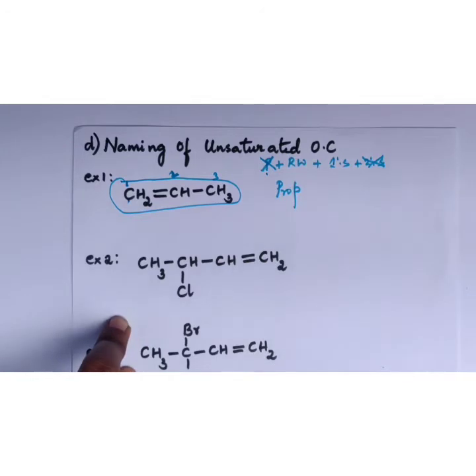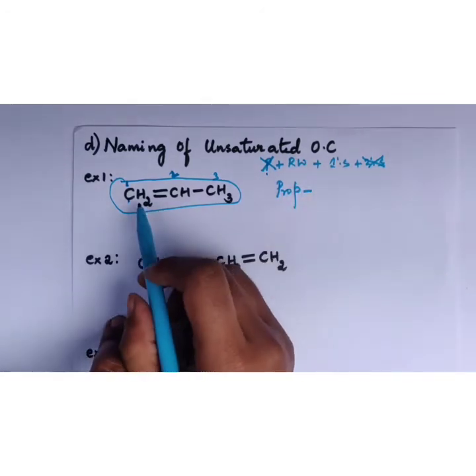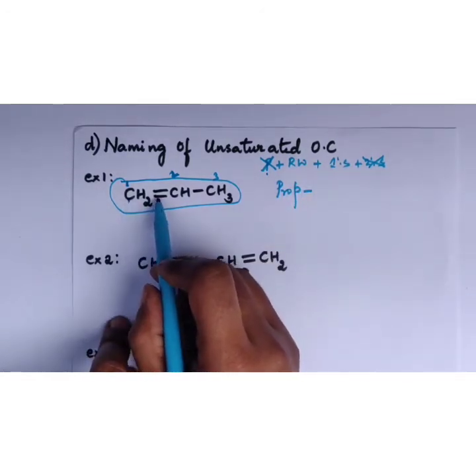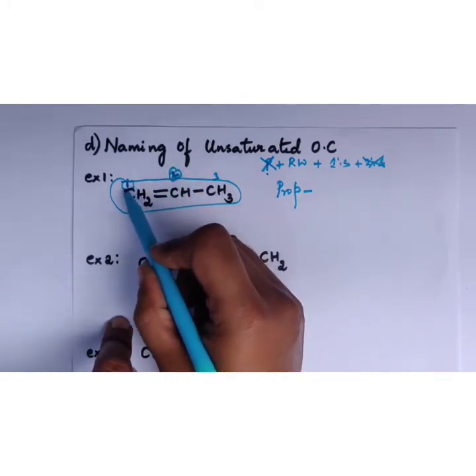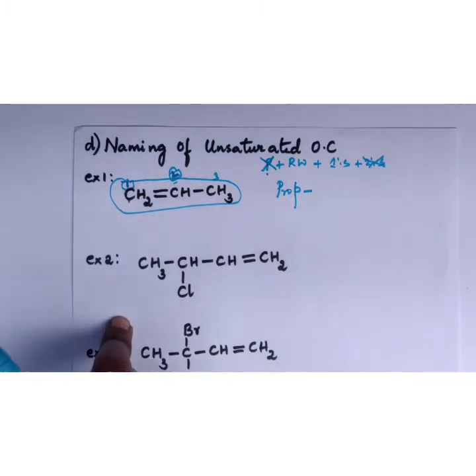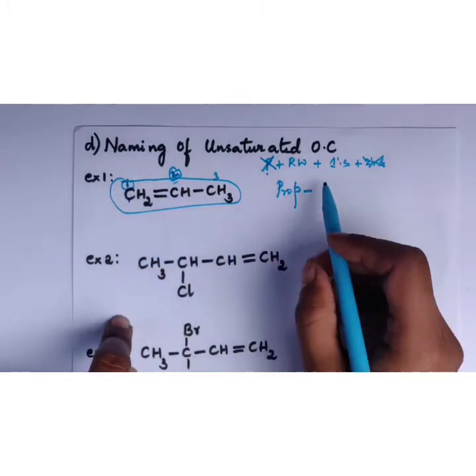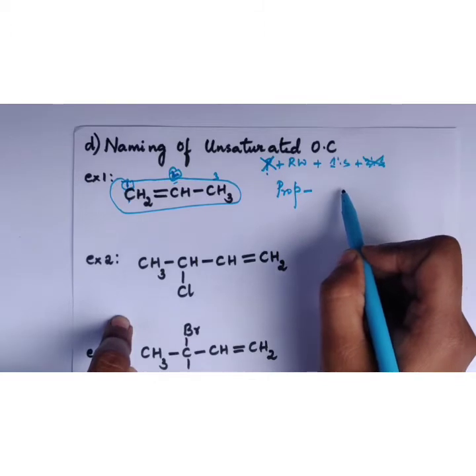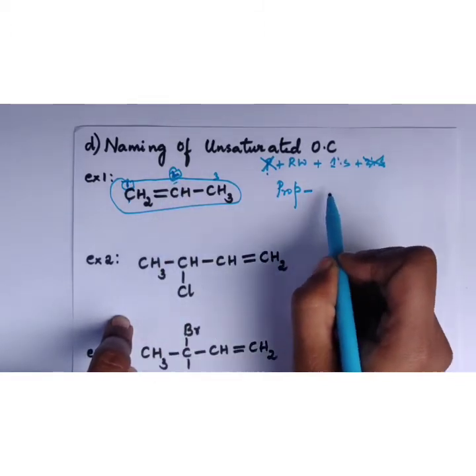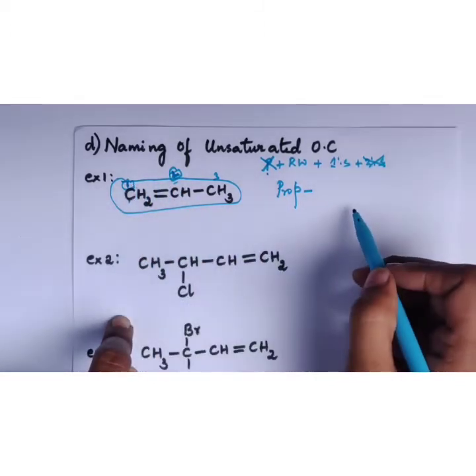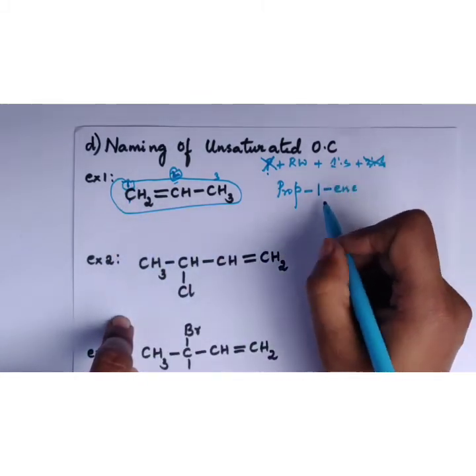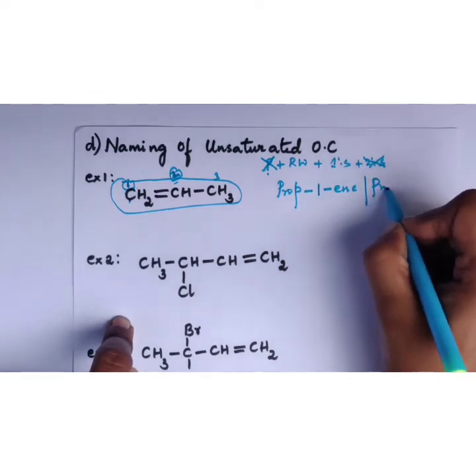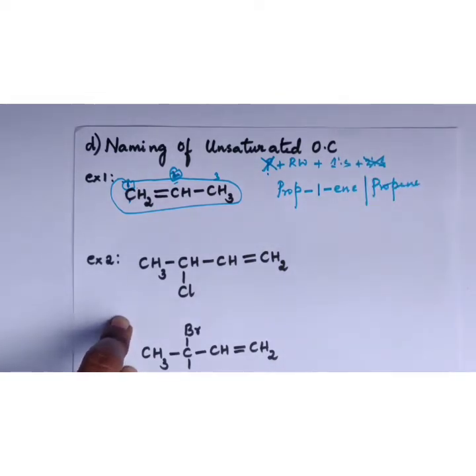Root word is prop. Now you have to indicate to which position this double bond is attached. So the double bond is between 1 and 2. Between 1 and 2, you have to see which one is low. Which one is low now? 1 is low. So you can't indicate 2. Between 1 and 2, 1 is low, so 1-ene. When it is 1, you can simply write propene also. Instead of indicating 1, you can simply write propene.